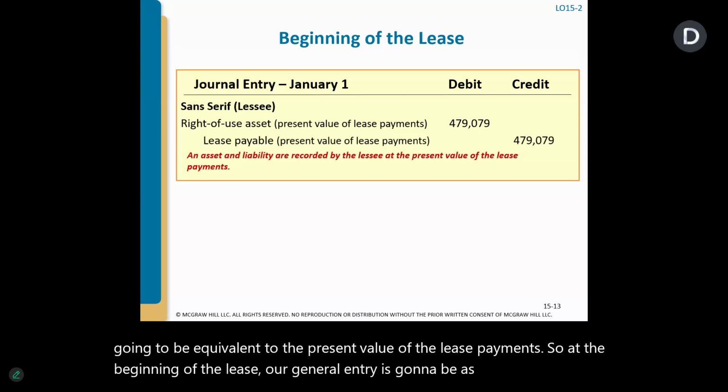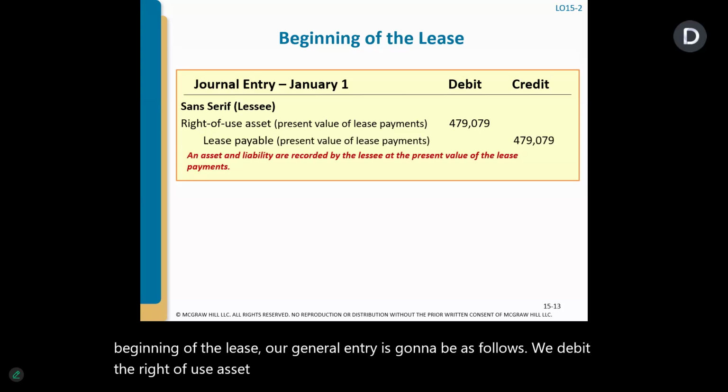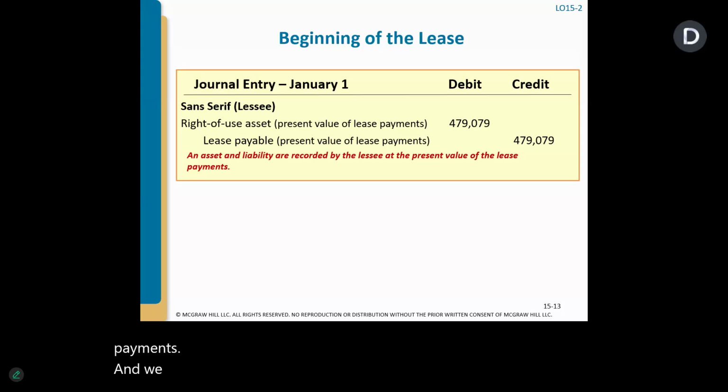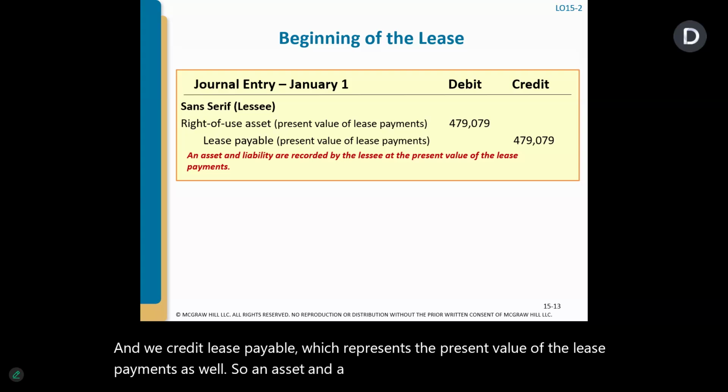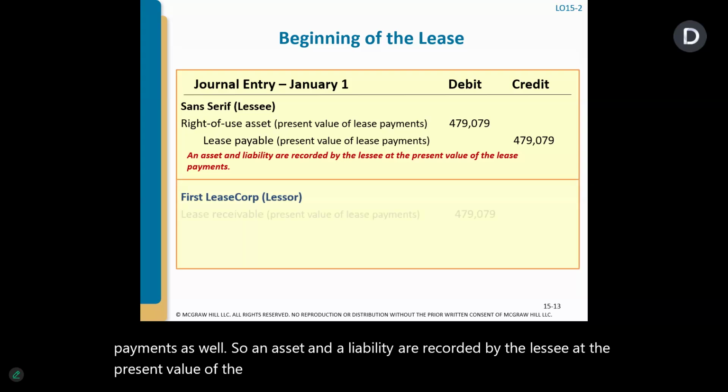We debit the right of use asset, which represents the present value of the lease payments, and we credit lease payable, which represents the present value of the lease payments as well. So an asset and a liability are recorded by the lessee at the present value of the lease payments. So keep that in mind.